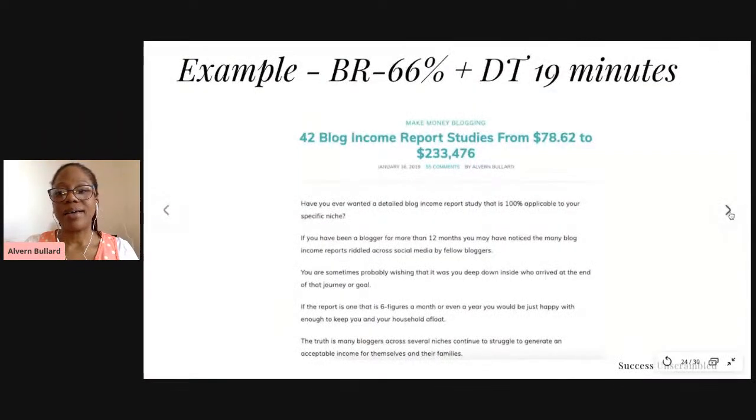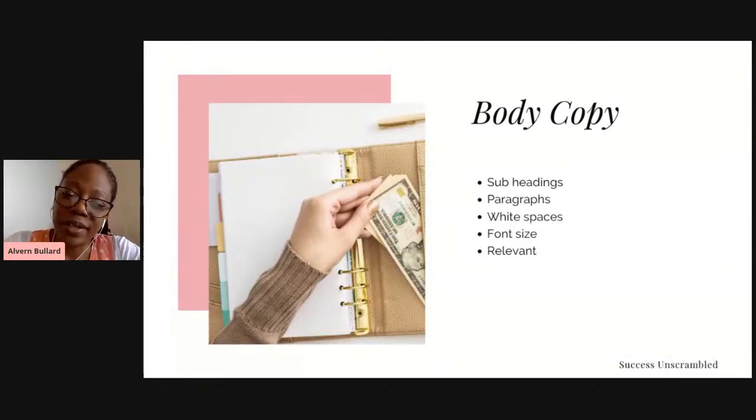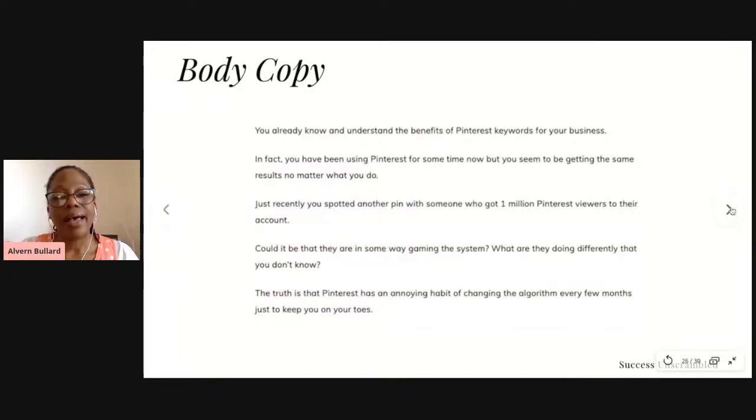And now we're going to look at body copy. So body copy will include things like your subheadings, your paragraphs, your white spaces, your font size, and your relevance. I know we started user experience earlier on, but this particular one is specifically looking at the actual font or the copy on the page. So is it a wall of text where people feel intimidated to read this and it feels like it's going to take them forever to read it? Or is there a lot of white space where they feel there's some sort of momentum in their reading, and they wouldn't even know if they're reading 3,000 words or 7,000 words?